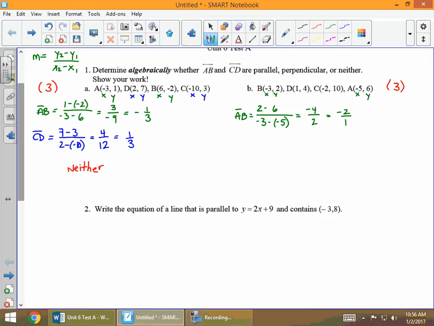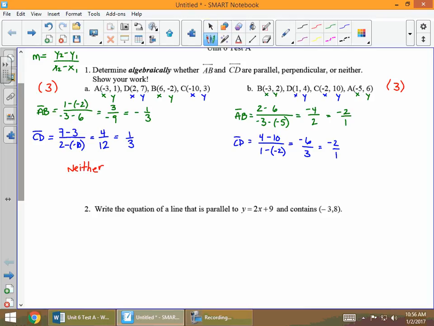And now for CD. So x, y, y is on top. So 4 minus 10 and 1 minus negative 2. So 4 minus 10 is negative 6. 1 minus negative 2 is 1 plus 2, which is 3, which reduces to negative 2 over 1.